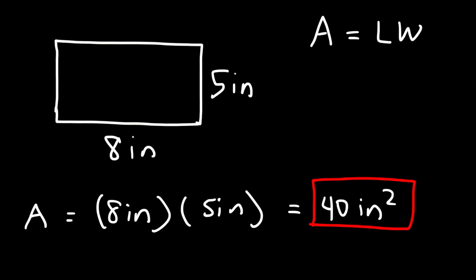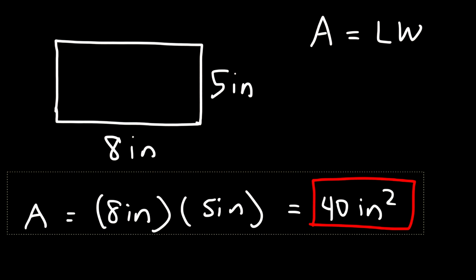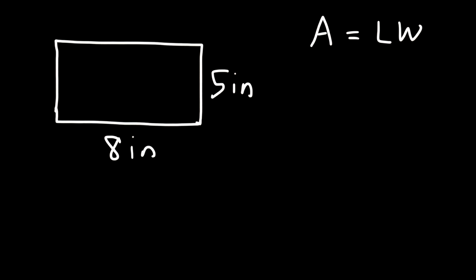The unit of area is always unit squared. So you can have square feet, square centimeters, square yards, but it's always unit squared. And so that's how you can calculate the area of a rectangle. Now, what about the perimeter of the rectangle? How can we calculate that? In order to calculate the perimeter, you need to determine the total distance around the rectangle.